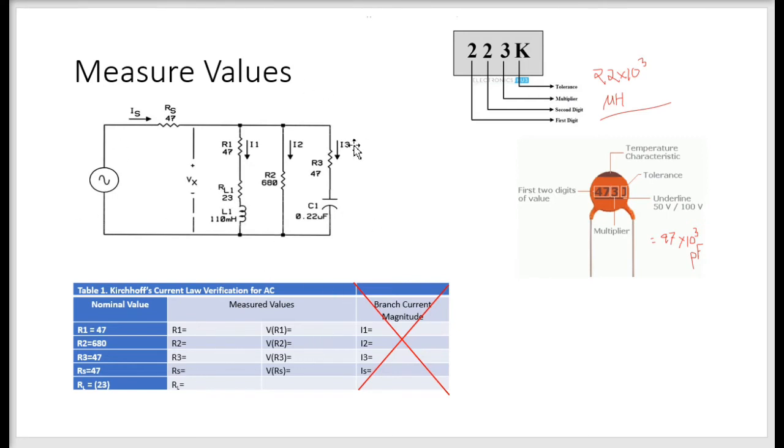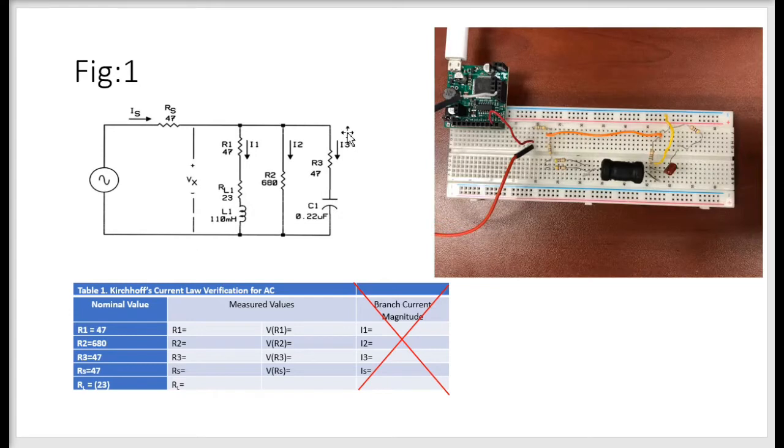Then you construct the circuit next, and after you construct the circuit, you have to measure the voltages across R1, which is 47 ohm, then this one, not the capacitor, okay, just across this R3, and then RS. We are not going to measure the branch current magnitudes. The reason is that our multimeter is not capable of measuring the AC current. Rather, we are going to calculate, and then we are going to move forward, okay?